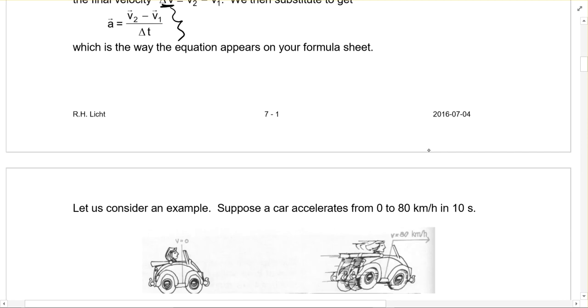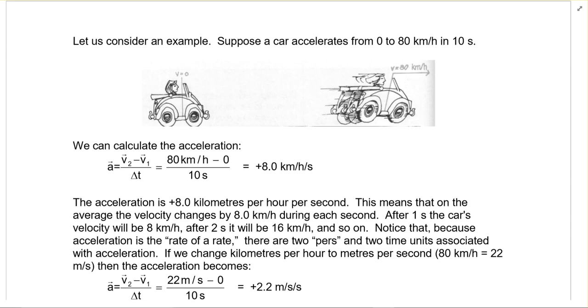So now, just to give you an idea of what acceleration is, let's look at an example. Consider this car, and it accelerates from 0 to 80 kilometers an hour in 10 seconds. We can calculate the acceleration here. V2 was 80 kilometers an hour. V1 was 0. It started from rest. And that's going to be over 10 seconds. So our acceleration here is going to be 8 kilometers per hour per second.